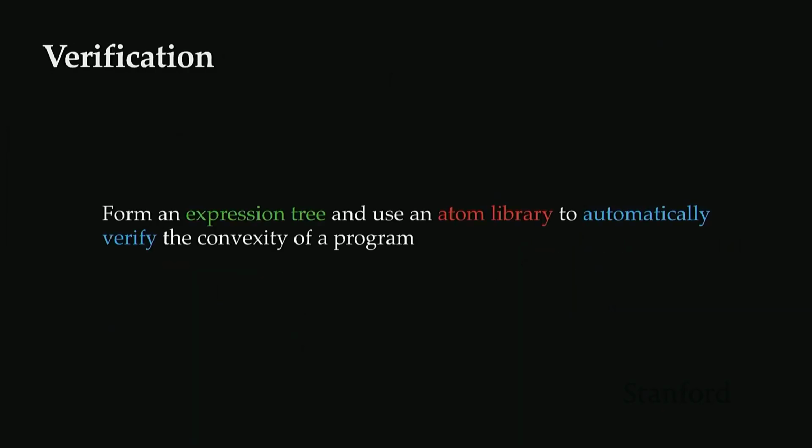Okay, so good news is you guys already know how verification works now. It's exactly the example that we just did together. Behind the scenes, it forms an expression tree using some atom library of the things that you already know, like x, log x, max, and norm, and goes recursively up this tree and automatically verifies if the things are convex.